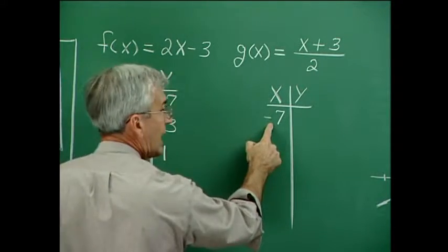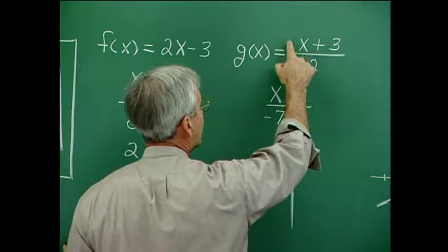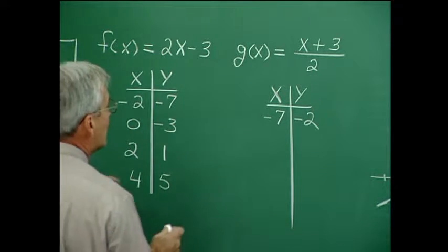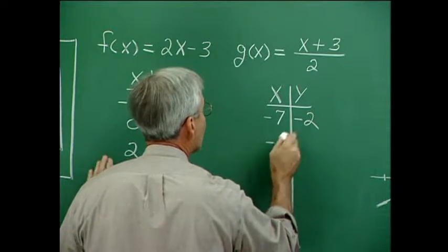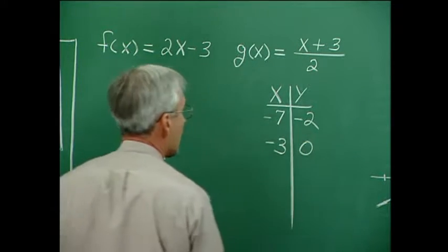Suppose I choose an x of -7. I would have -7 plus 3, that's -4. -4 over 2 is -2. Now let's suppose I choose an x of, let's say, -3. That's pretty trivial. -3 plus 3 is 0 in the numerator. 0 over 2 is 0.